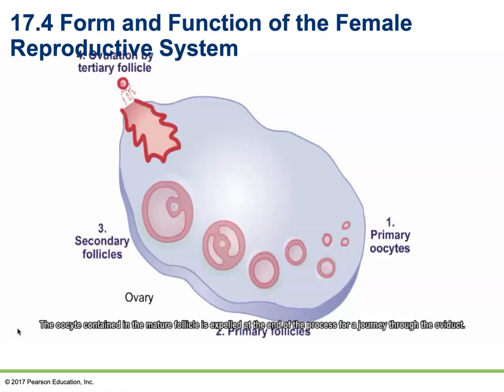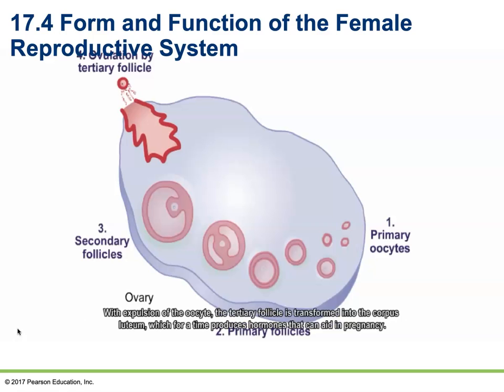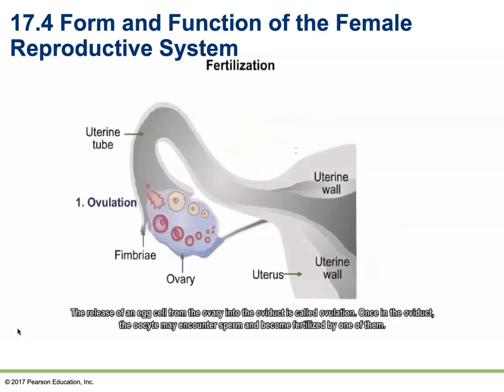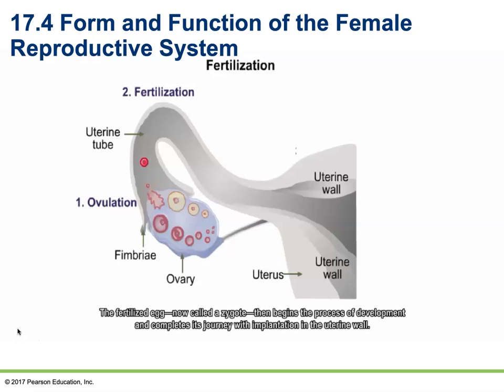The oocyte contained in the mature follicle is expelled at the end of the process for a journey through the oviduct. With expulsion of the oocyte, the tertiary follicle is transformed into the corpus luteum, which for a time produces hormones that can aid in pregnancy. The release of an egg cell from the ovary into the oviduct is called ovulation. Once in the oviduct, the oocyte may encounter sperm and become fertilized by one of them. The fertilized egg, now called a zygote, then begins the process of development and completes its journey with implantation into the uterine wall.